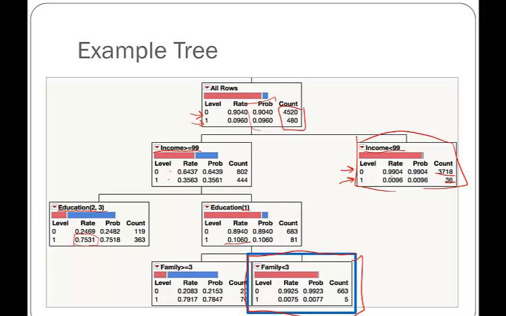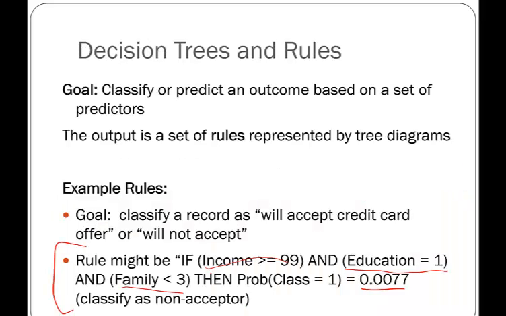And we're not done here. You can see this is not a terminal node. We split one more time and say if family is less than 3, then we are in this terminal node right here. Probability of success is 0.0077. There are only 5 ones in that group out of 668. And so that matches this rule that we have here.